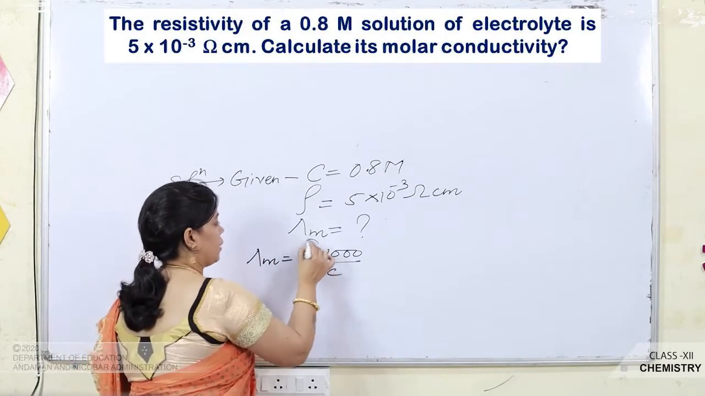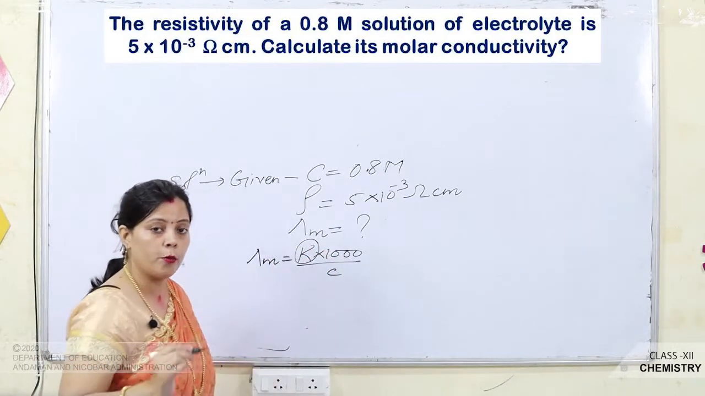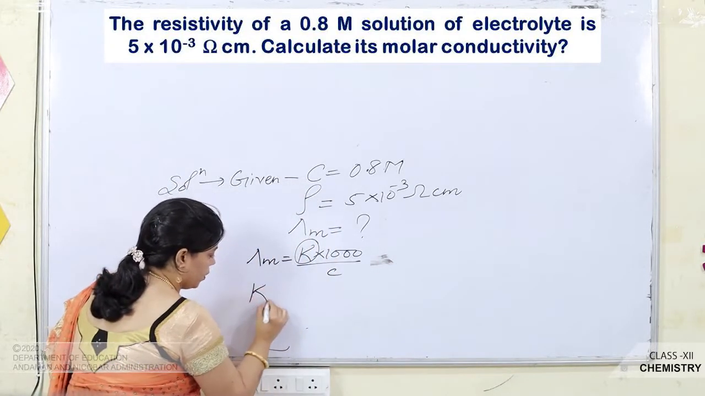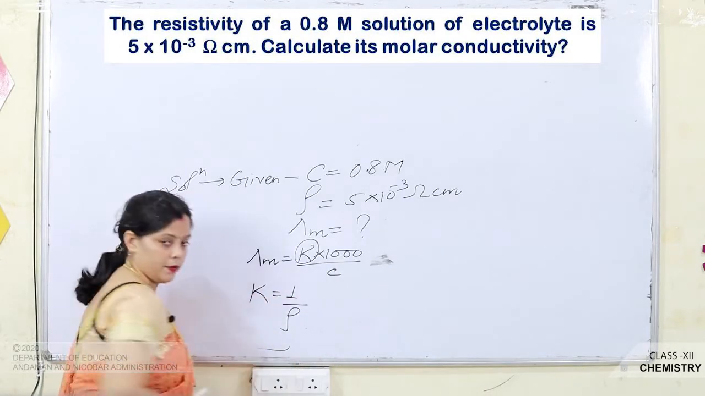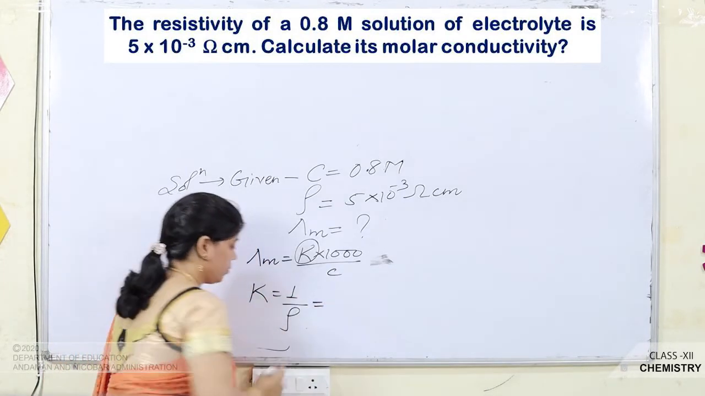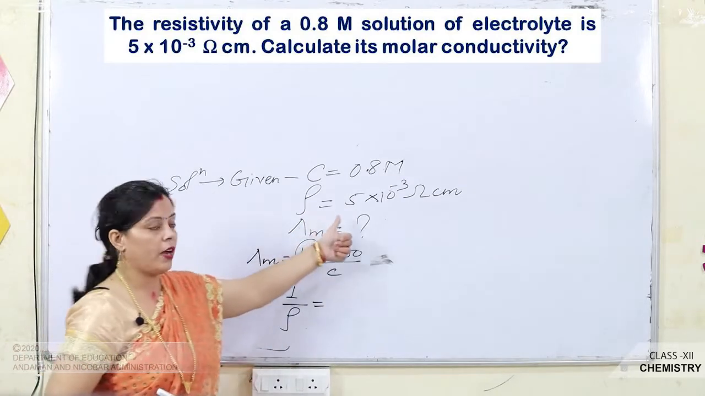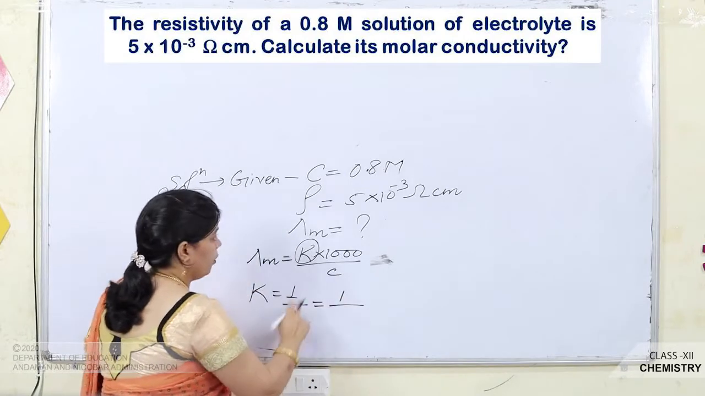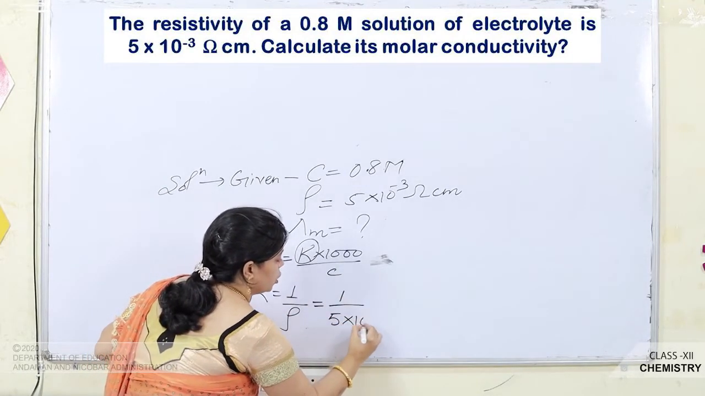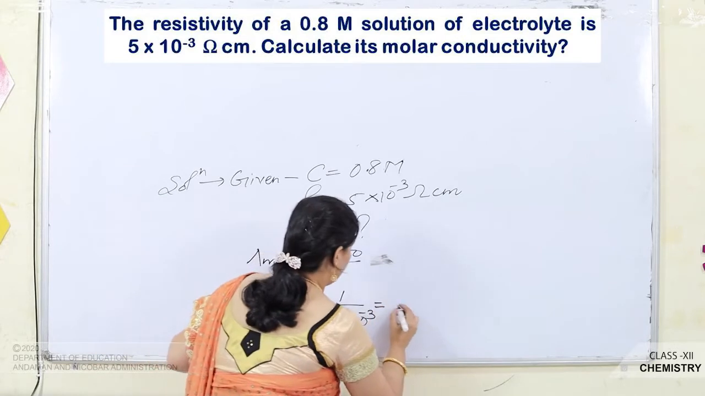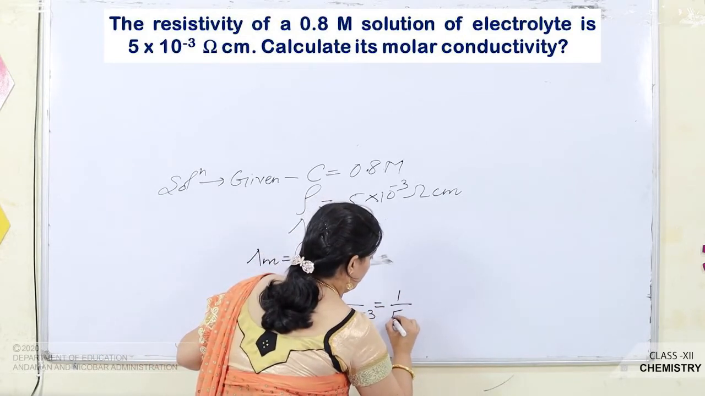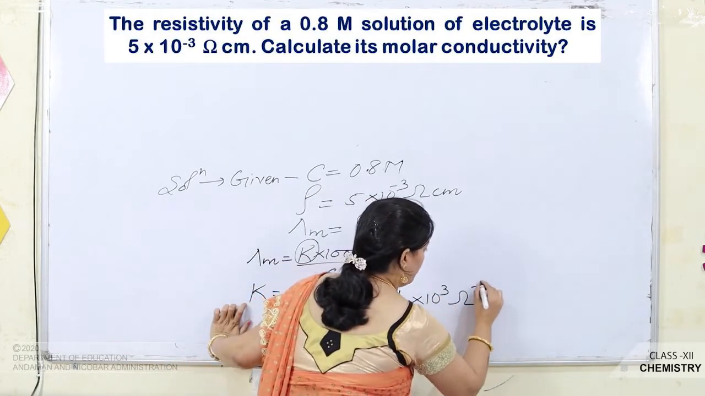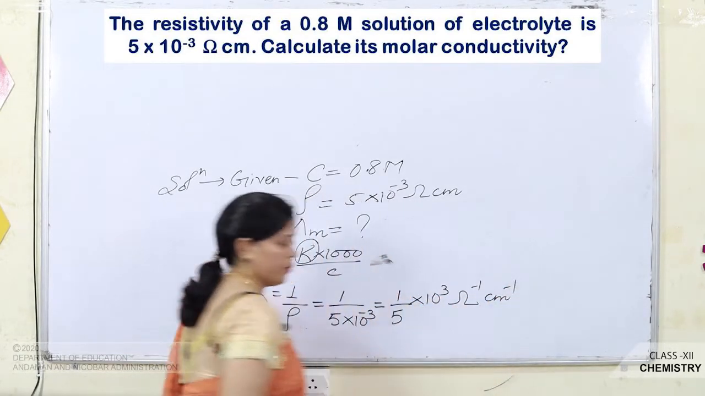So we have to first calculate the conductivity. The formula to calculate the conductivity is what? The conductivity is equal to 1 by resistivity. Okay. So now the value of resistivity is known, that is 5 into 10 to the power minus 3. When I substitute this value, that is rho is 5 into 10 to the power minus 3, then we get the conductivity is equal to 1 by 5 into 10 to the power minus 3 ohm inverse centimeter inverse. Okay.